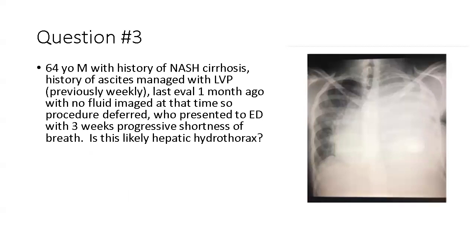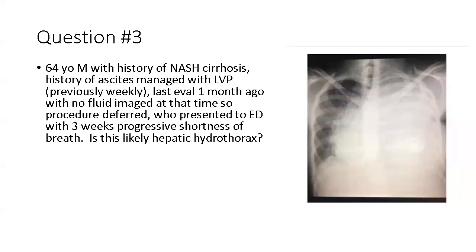Okay, 64-year-old male, history of NASH cirrhosis, history of ascites. He's been getting weekly large volume paracentesis to manage his ascites. His last evaluation in liver clinic was a month ago. They didn't see any fluid at that time, so they deferred the procedure. So he comes into the emergency room with 3 weeks of progressive shortness of breath. Is this hepatic hydrothorax?